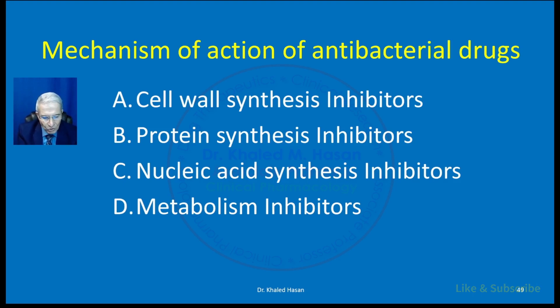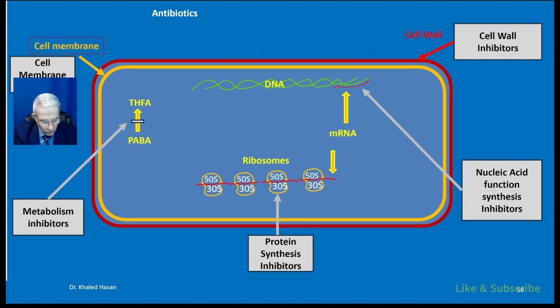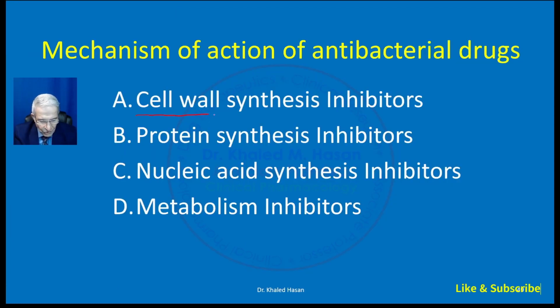So we have some antibiotics that inhibit the cell wall synthesis, and we call this group cell wall synthesis inhibitors. Another group inhibits protein synthesis, so we have protein synthesis inhibitors. The third group of antibiotics works on nucleic acid synthesis, and we call this group nucleic acid synthesis inhibitors, and the last one is metabolism inhibitors. So as you can see, we have 4 main groups, but we also have subdivisions, and other groups that are considered marginal, not main groups for antibiotics.